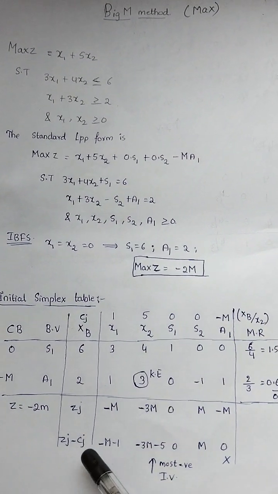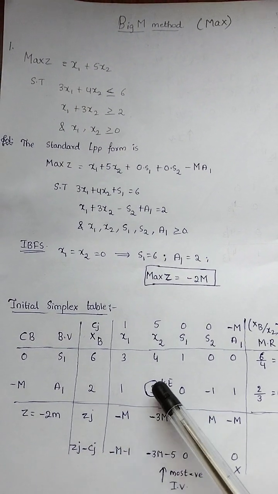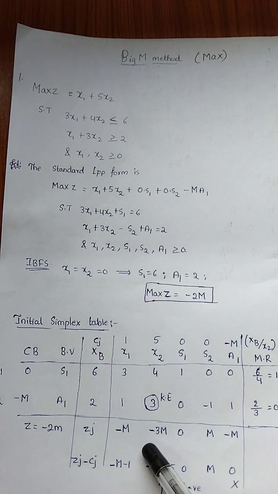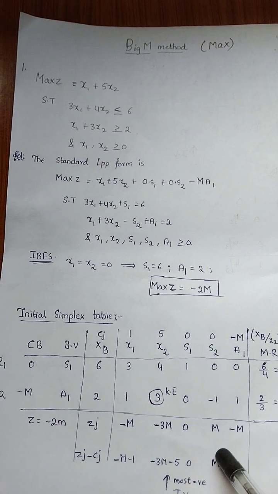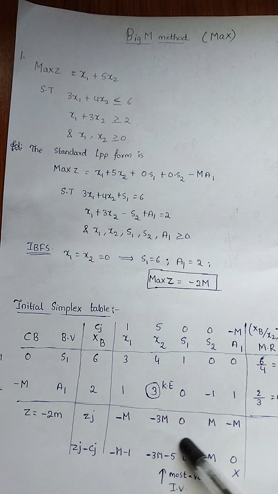For the second one, 1 into minus M, you get minus M. 3 into minus M is minus 3M. 0 into minus M is 0. Minus 1 into minus M is plus M. 1 into minus M is minus M. So these are the values of zj.